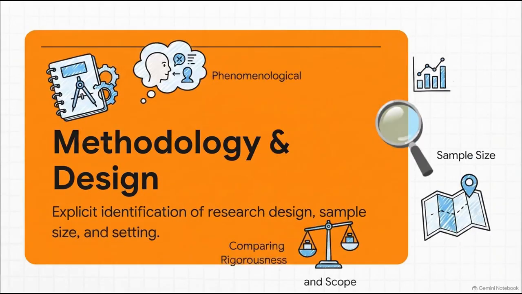Next up is the methodology and design column. You need to explicitly track the specific research design of the papers you're reviewing. Are they using action research? Phenomenological? You also need to track the sample sizes, usually denoted as N, along with the target settings. Having all of this side by side lets you compare the rigorousness and scope of the studies in an instant.